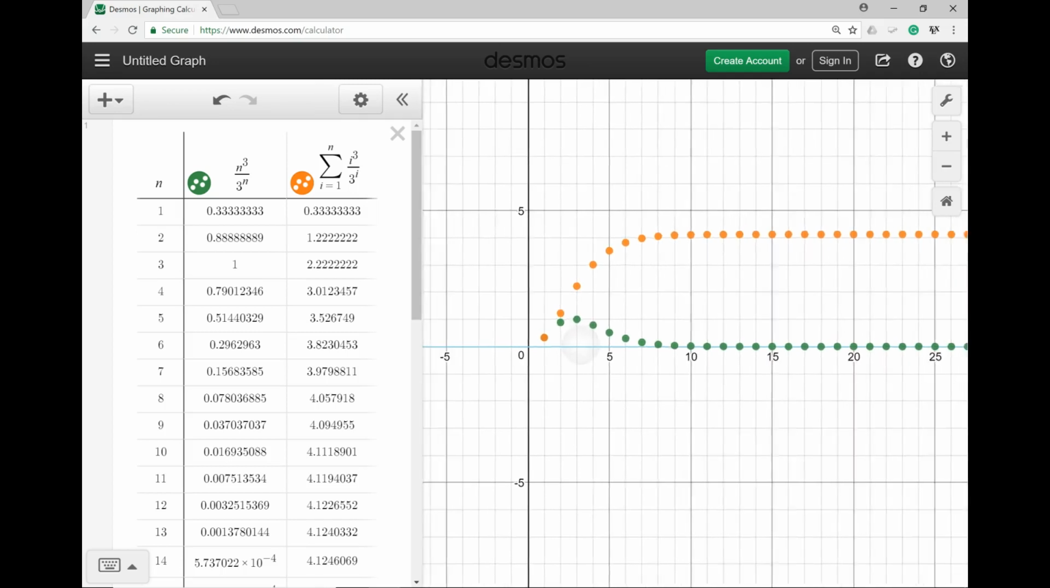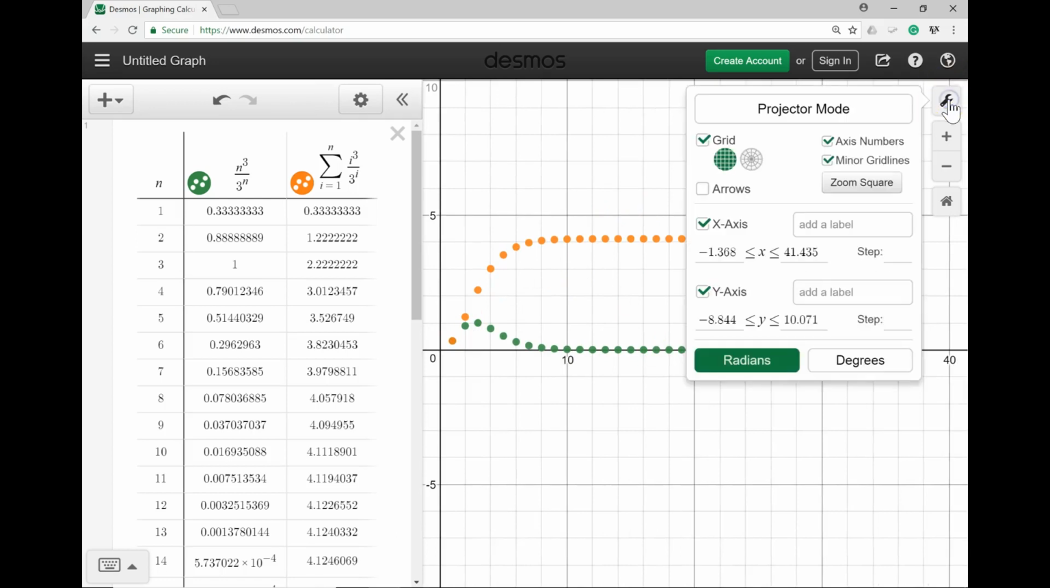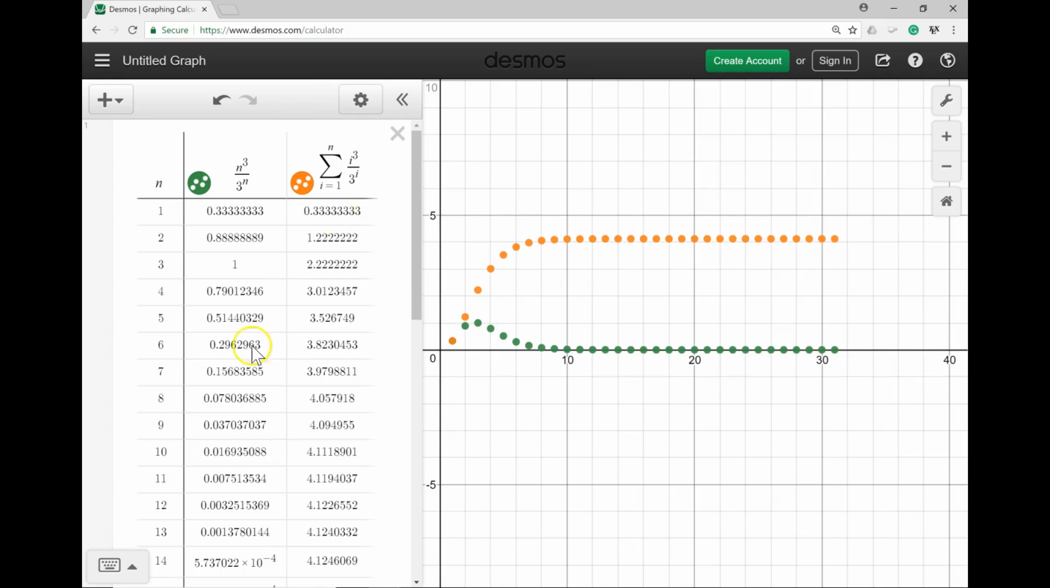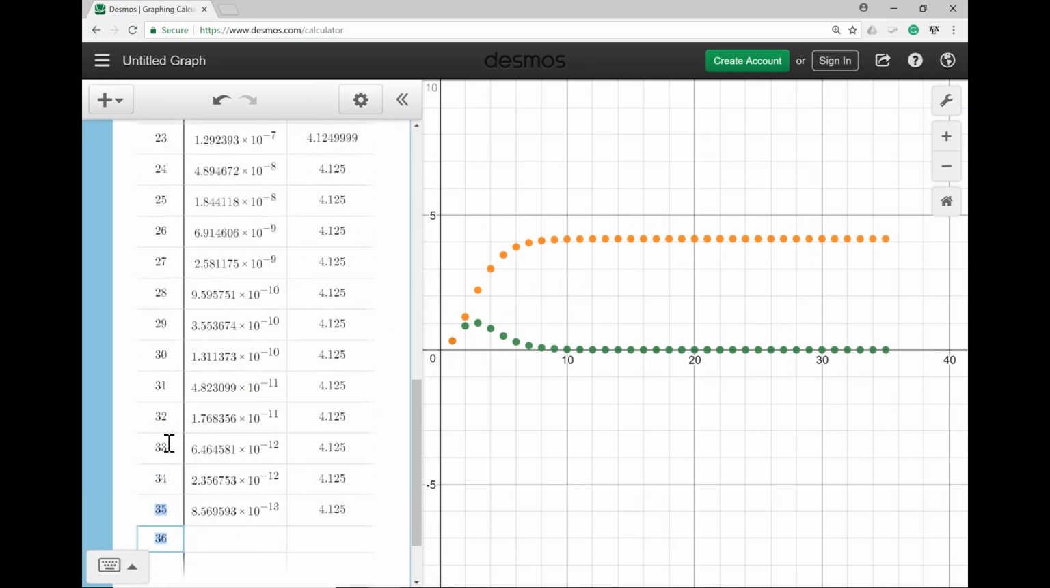So again, I have a touch screen, so I'm just going to use my fingers to kind of zoom out here to see what's happening to the sequence. You could also go here and adjust the scaling accordingly right there. And yeah, you can see what's happening. You could do more if you wanted to, but it appears that the sequence of partial sums has a bound, and the bound appears to be 4.125.